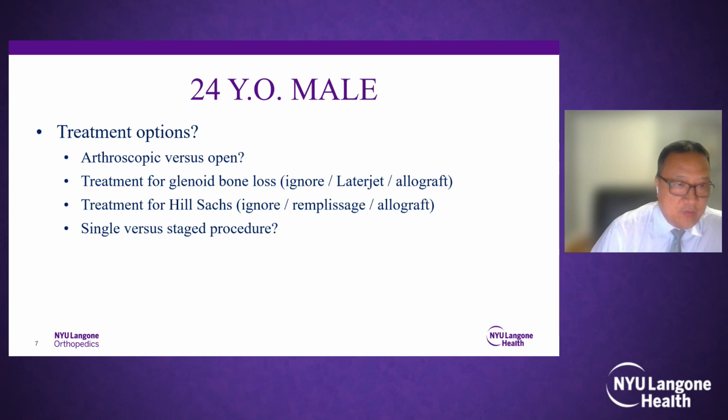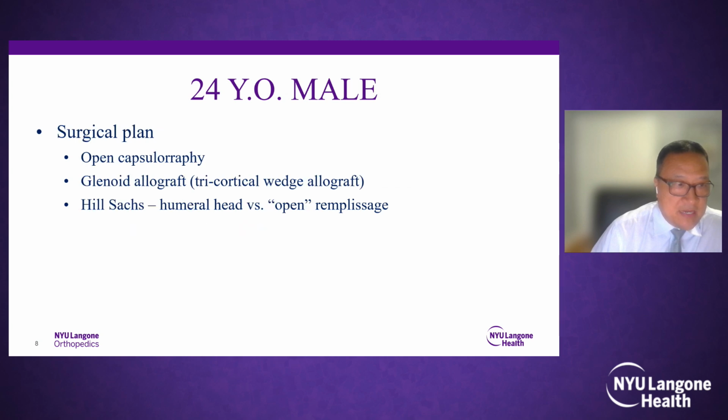Okay. All right, so this was my plan. I was going to do open capsulorrhaphy. I guess I'm older than most, so I feel comfortable doing an open capsulorrhaphy. For the glenoid, I generally use just a tricortical off-the-shelf allograft, and I'm going to show you a video here in a second. For the Hill-Sachs, I was going to take a look at it, see what we get.